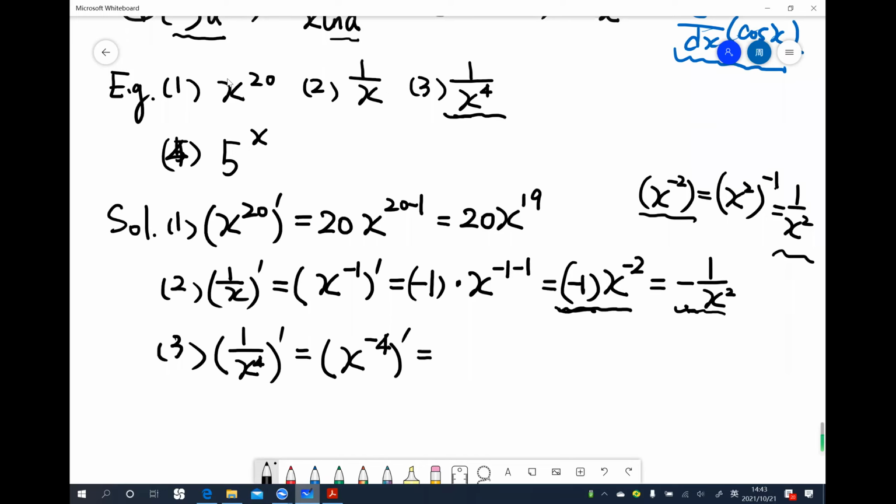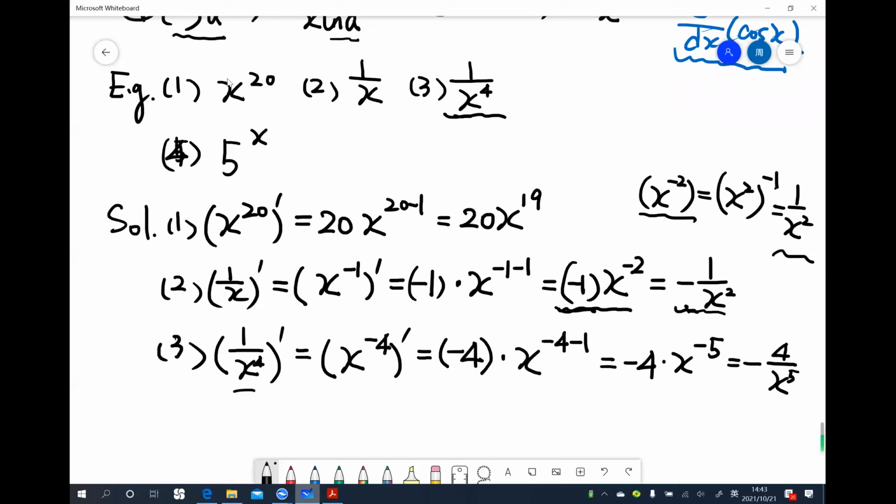x power minus 4 here. So we can use the power rule, that is minus 4 times x power minus 4 minus 1, right? So that is minus 4 times x power minus 5. We often write it like minus 4 divided by x power 5. Yeah, x power 5. We often write like this. So what is the question?